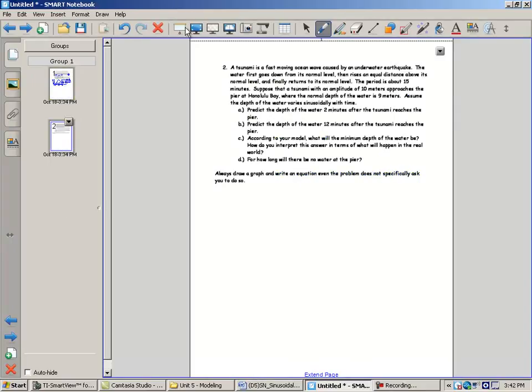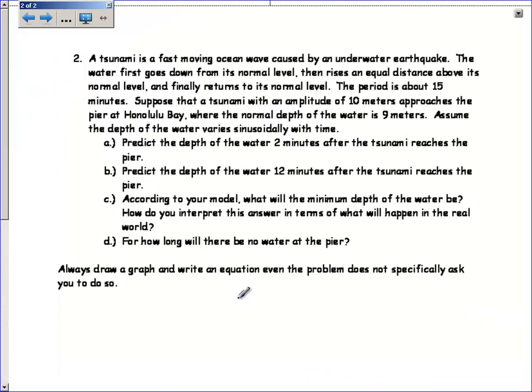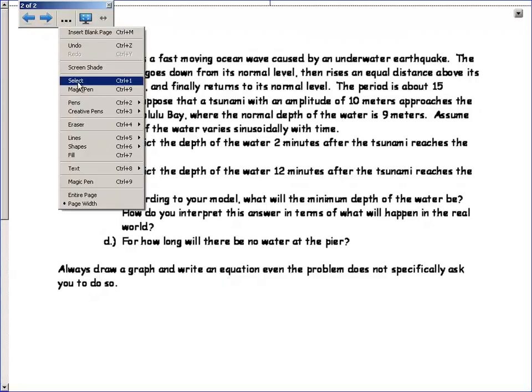Let me get a little bigger picture here. So I've got a tsunami caused by an underwater earthquake, and the water level at least basically acts like a sinusoid. It first goes down from its normal level, then rises an equal distance above the normal level. So let's take a look at this one.